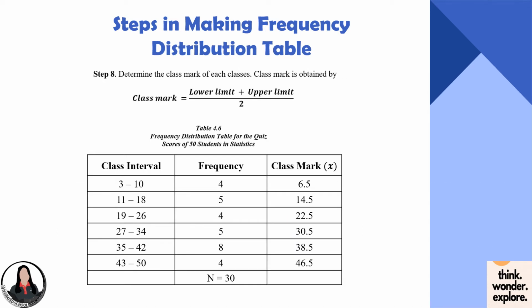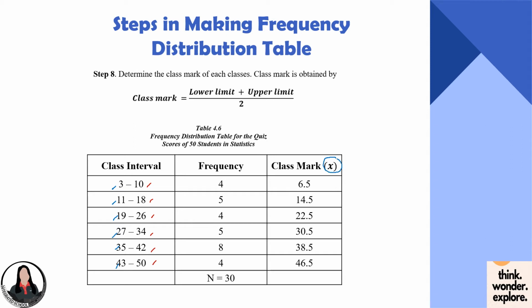Determine the class mark of each class. So, the class mark is obtained by getting the average of the lower limit and the upper limit. So, again, ang lower limit ay yung first score sa bawat class interval. So, ang lower limit natin is 3, 11, 19, 27, 35, and 43. Samantalang ang atin namang upper limit are 10, 18, 26, 34, 42, and 50. Okay? So, now, for us to get the class mark, ang class mark is represented by X.